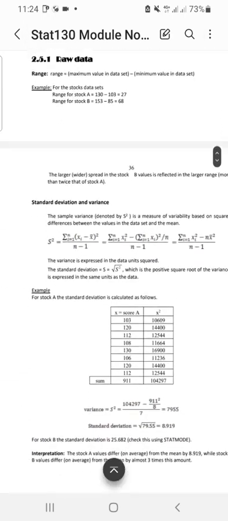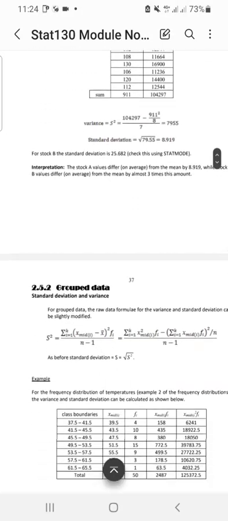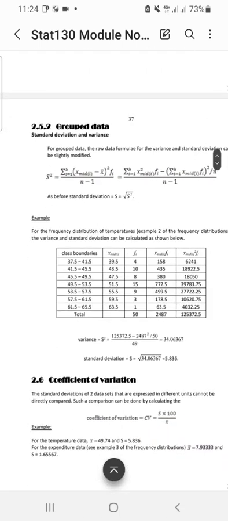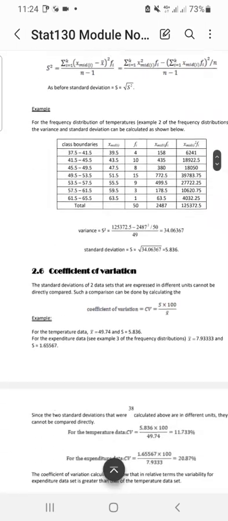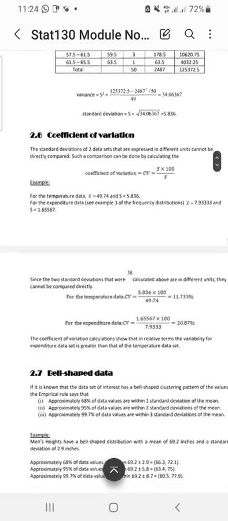Raw data, standard deviation, variance. Know how to go from variance to standard deviation. And then your grouped data. Know how to calculate the standard deviation of that. You use a calculator. Now coefficient of variation is very important. Know the formula. It's your standard deviation over your average times 100.